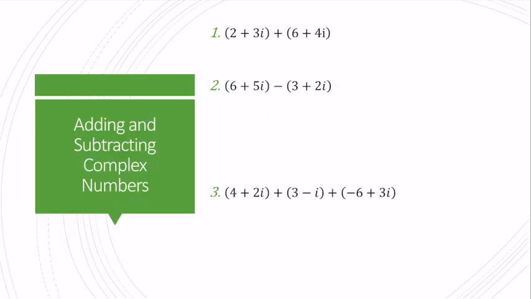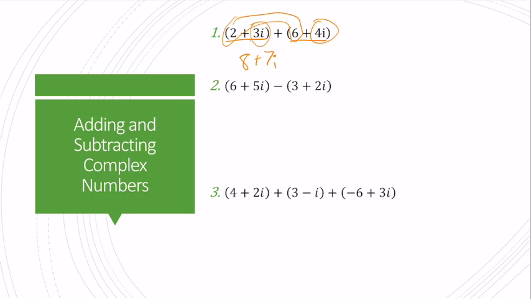When I'm adding and subtracting complex numbers, I can only add the real parts and the imaginary parts. Again, this is another example where we treat i like a variable. So if I have 2 plus 3i plus 6 plus 4i, I can add my 2 and my 6 because those are my real parts. And I can add 3i and 4i because those are my imaginary parts. All of our same rules apply.